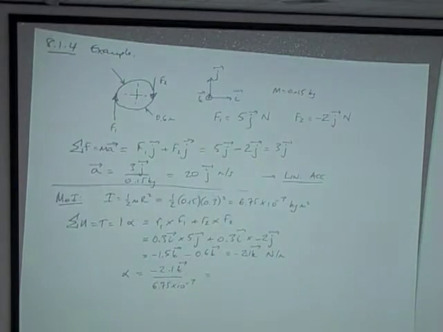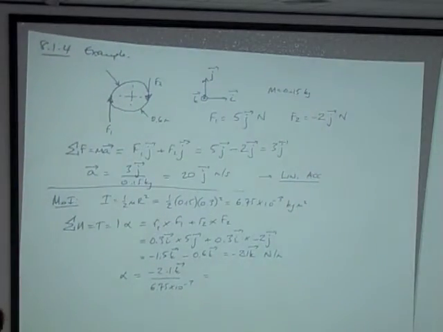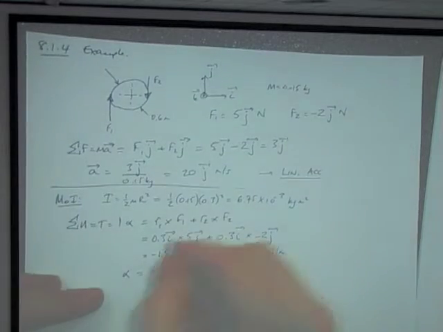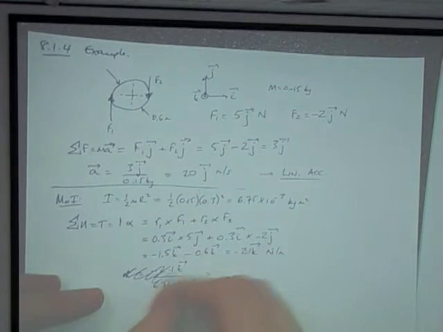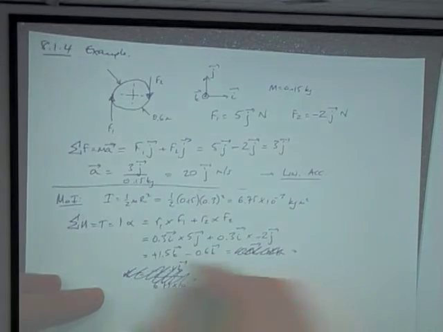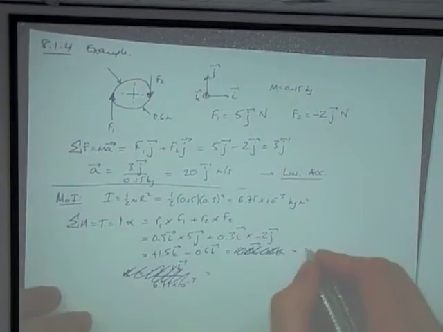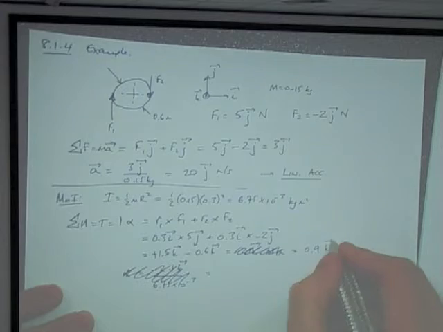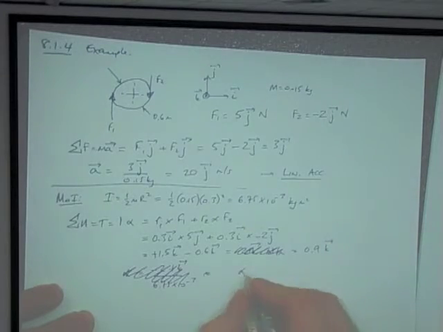Yeah, you're right, that should be plus, shouldn't it? Because it's 0.3 times 5. Yes, that should be plus. Sorry. So that's plus, minus, so that's 0.9 K. Okay, so alpha is going to be 0.9 K divided by 6.75 times 10 to the minus 3.